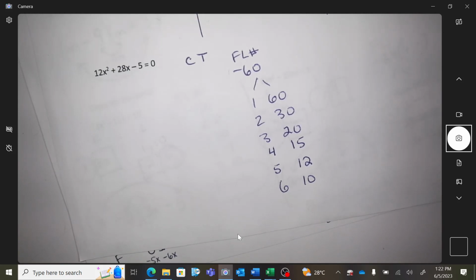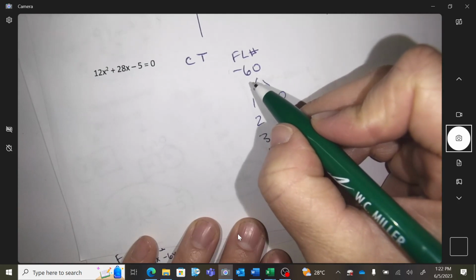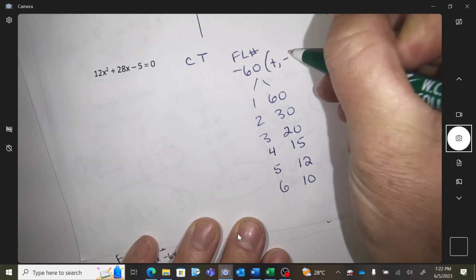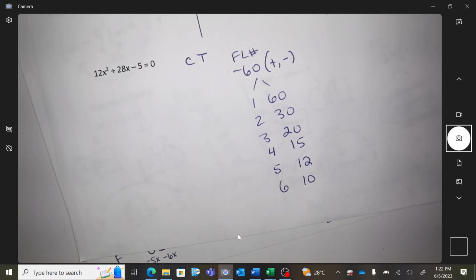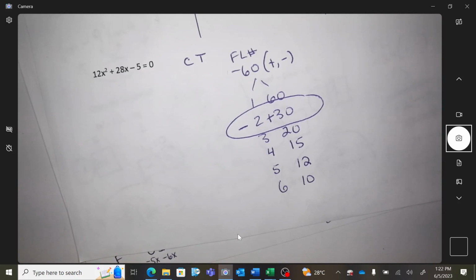What do you know about the signs of our numbers right now? I need to make a -60. So I'm going to be using 1 as a plus number and 1 as a minus number. Do you have a set in there that can produce a 28? -2 and +30. Multiply to -60, check. Add to 28.